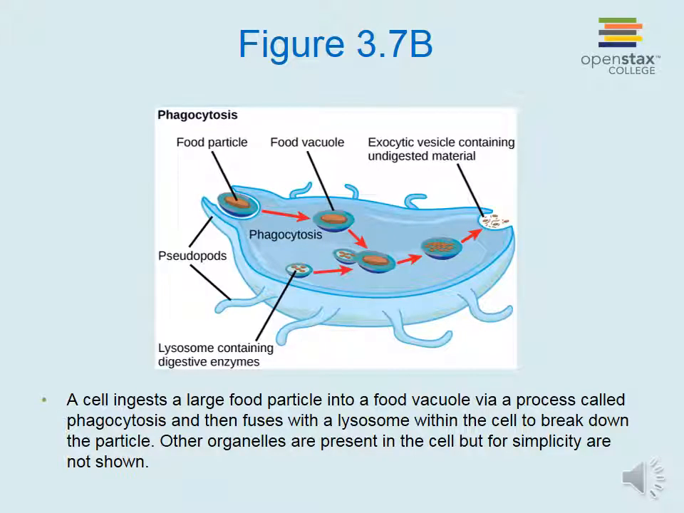Specialized white blood cells are loaded with lysosomes that break down these pathogens to clear them from your body. Here we see a cell ingesting a large food particle into a food vacuole via a process called phagocytosis. The food vacuole then fuses with a lysosome within the cell to break down the large food particle. While the cell does contain organelles, these are not shown here for simplicity.